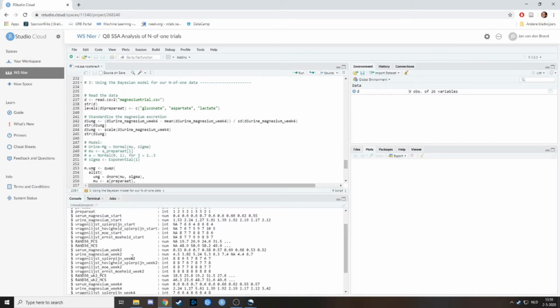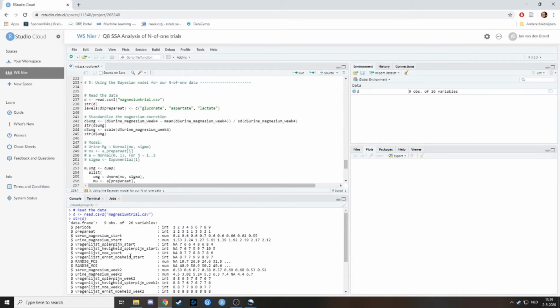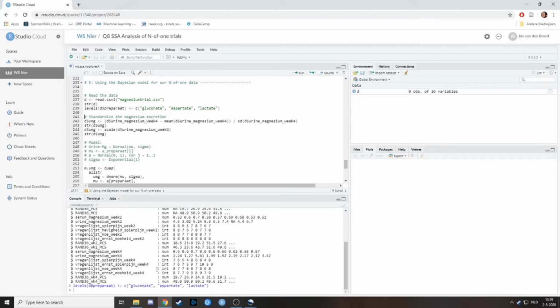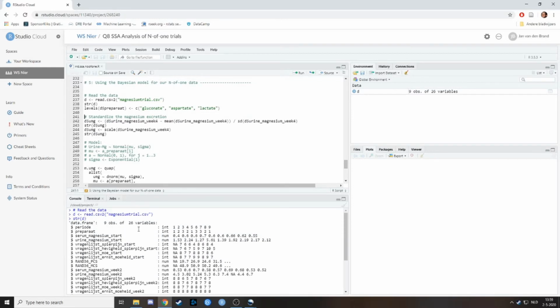It's been published. It was performed at the Robert University, where people who have a magnesium wasting condition were treated with magnesium gluconate, aspartate, or magnesium lactate. And this is some actual data. So here in the first column is the period of treatment, which preparation they had, which I just recoded.